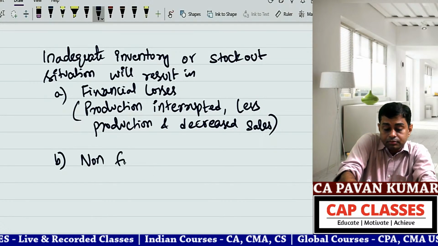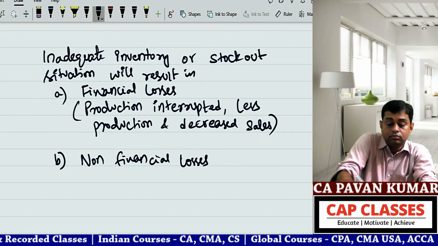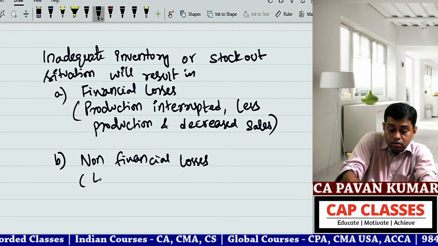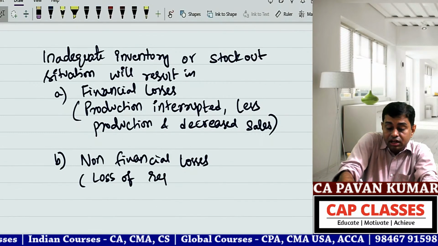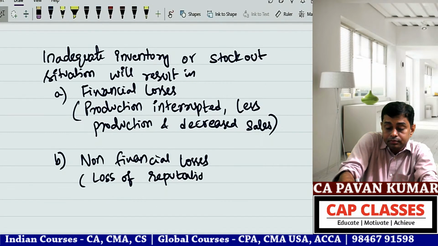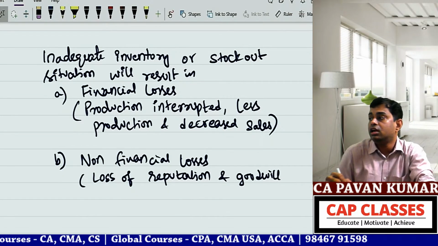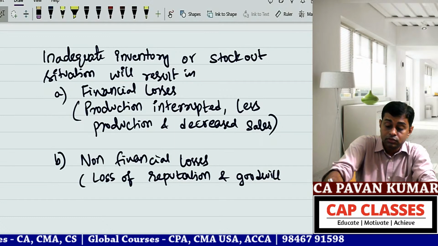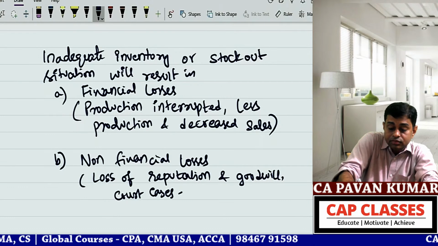Non-financial losses. In brackets write down loss of reputation and goodwill, court cases, etc.